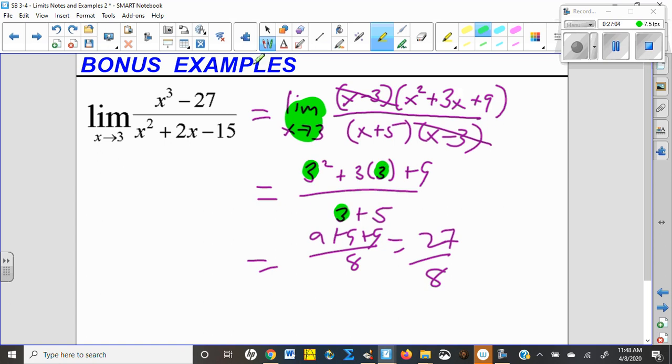The problems 21 through 39, I highly suggest that you graph these to confirm. Once you get your algebraic answer, graph them so you can confirm that yes, my graph from both sides, as I approach 3, is approaching 27 eighths, which is a little more than 3, right? 3 and 3 eighths, 3.375, I believe, as a decimal.